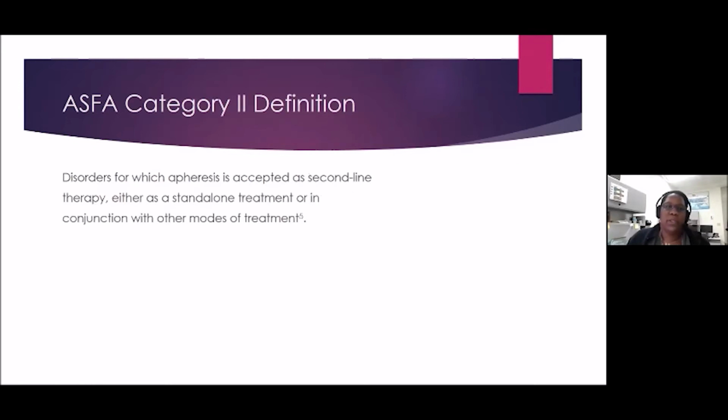So category 2, these are disorders where the team has already tried something, but apheresis is a second-line therapy, and it can be standalone, but more often than not, it's in combination with another treatment. And an example of a category 2 definition would be maintenance plasma exchange for myasthenia gravis.